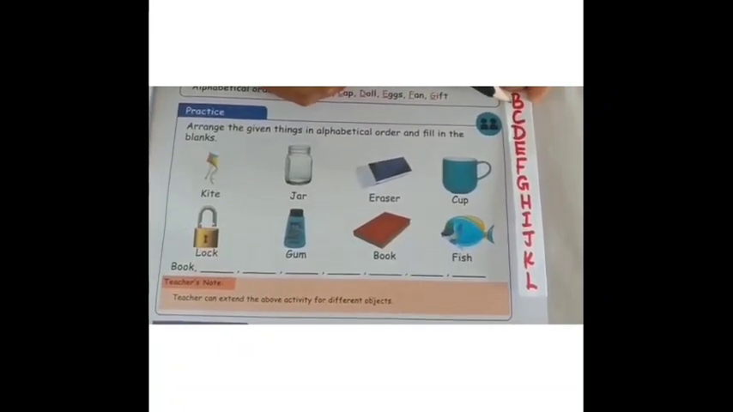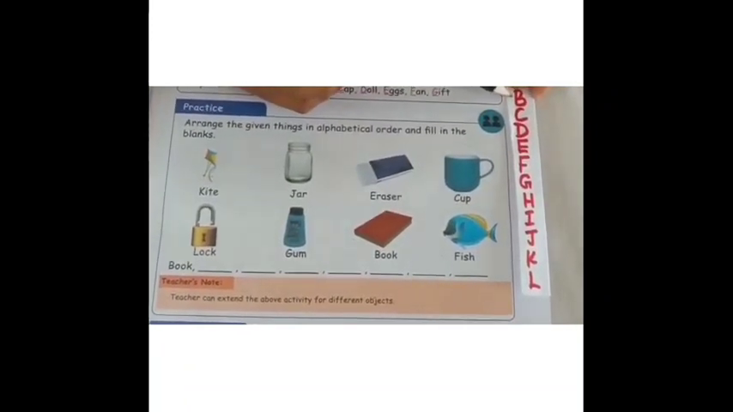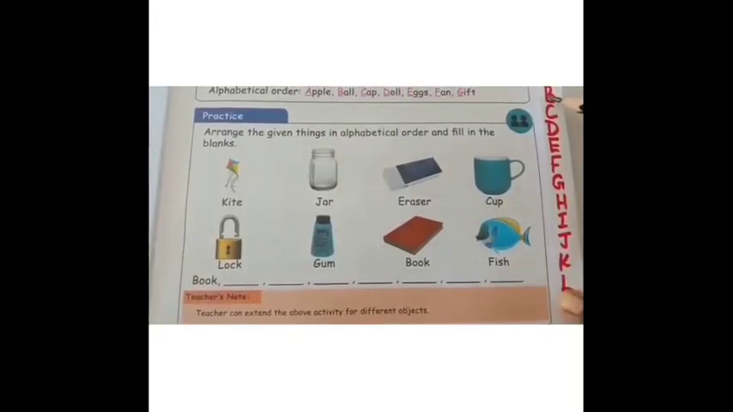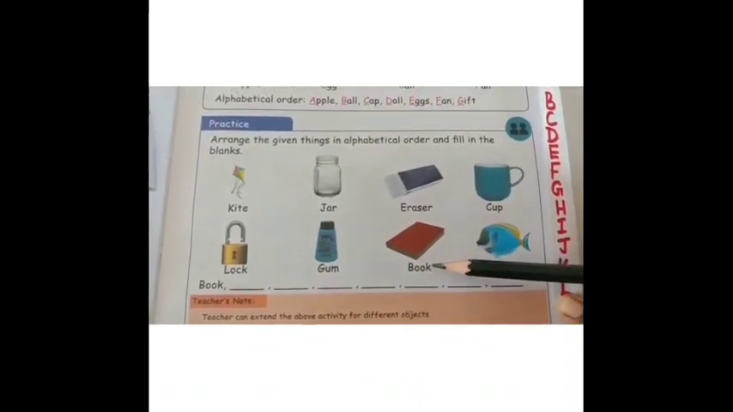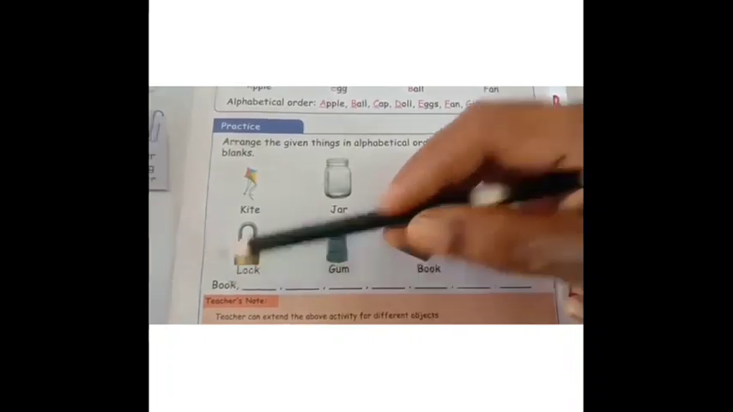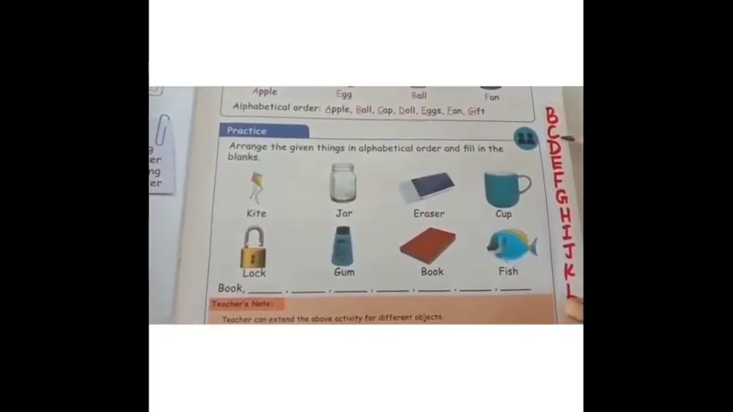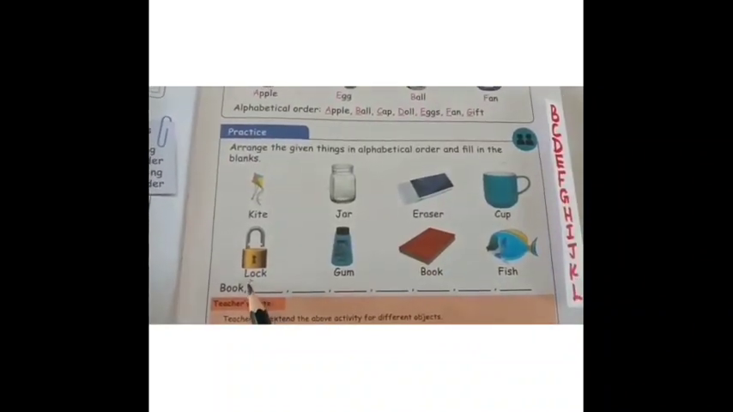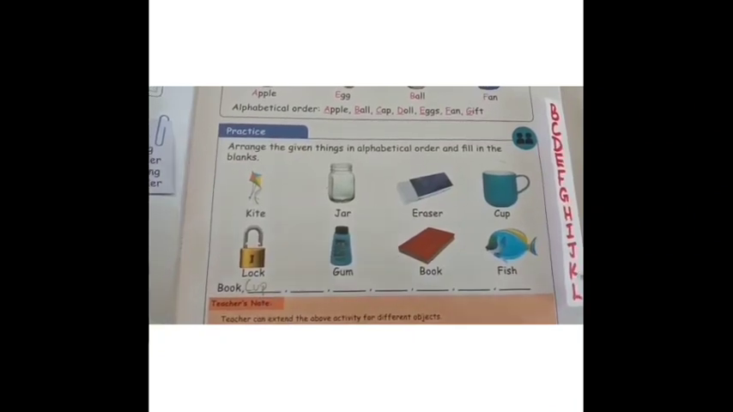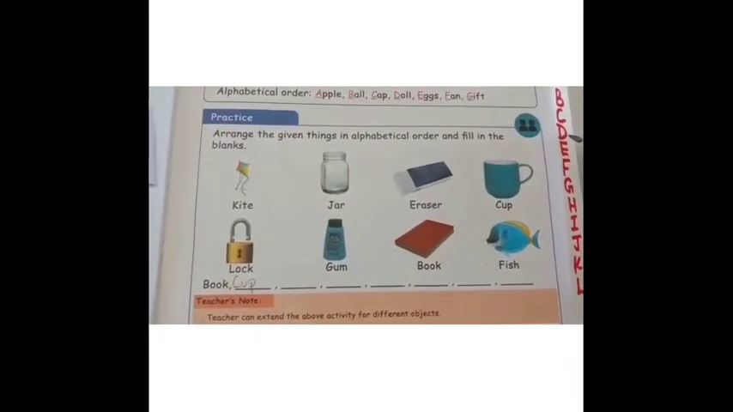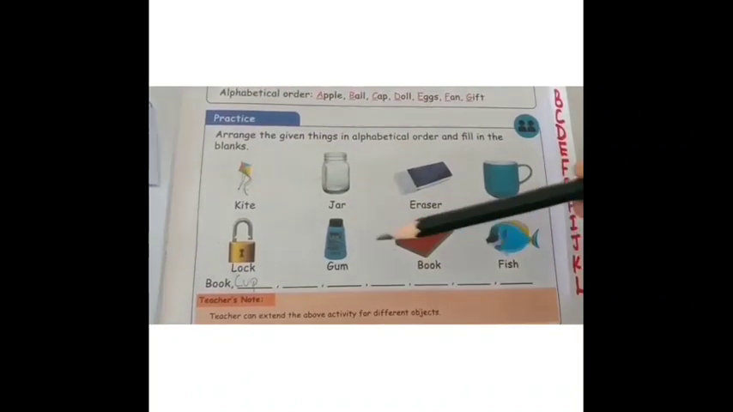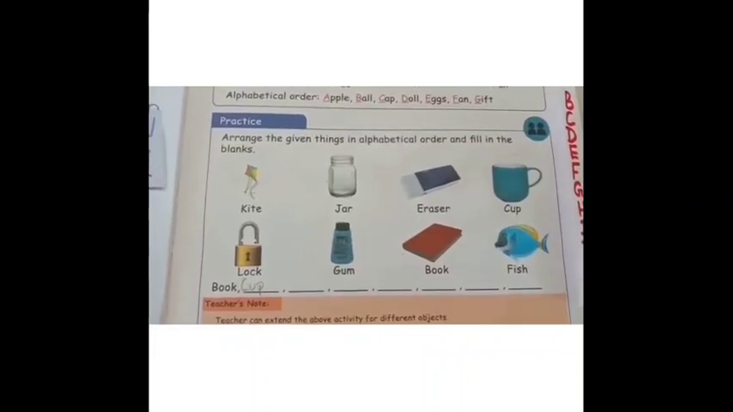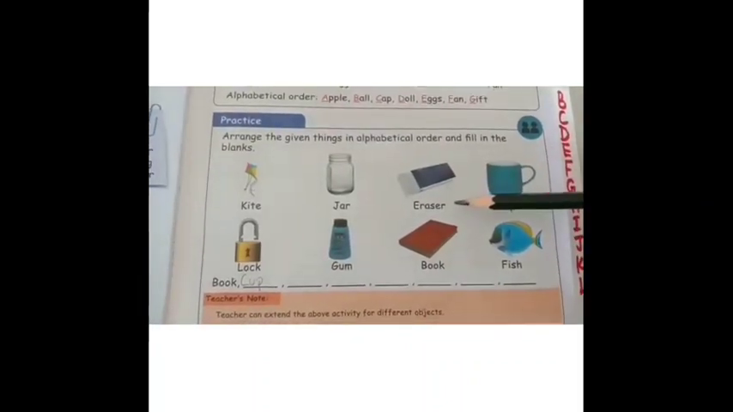Here the alphabets are from B to L. B for book. Write book here. Next, C for cup. Write cup here. C-U-P, cup. Next, D for, there are no objects here that start with the letter D. So next, E. E for eraser.